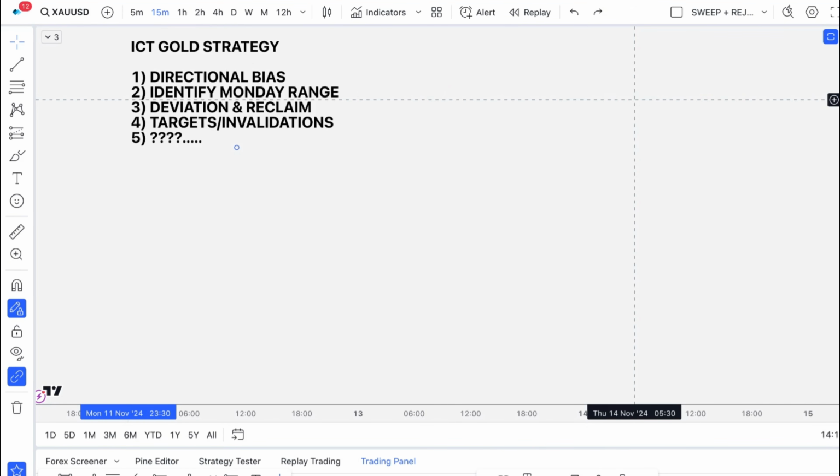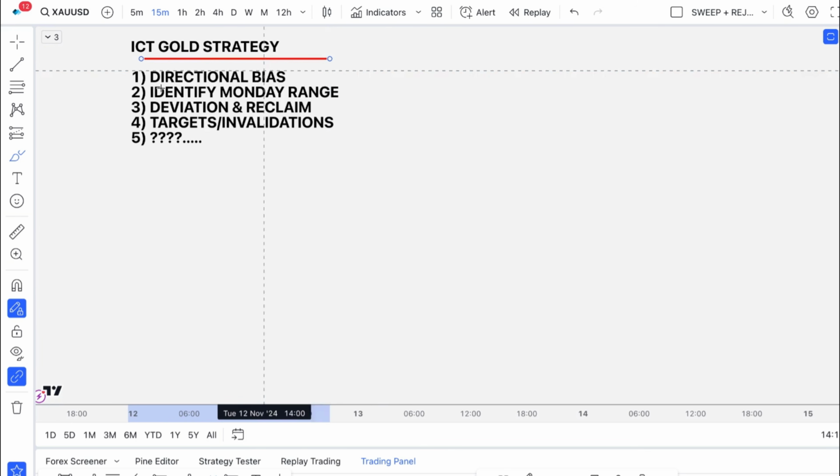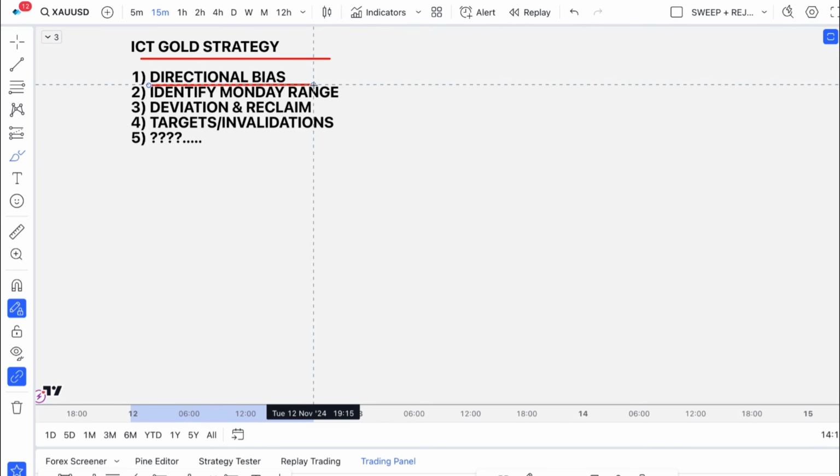This is the best ICT gold trading strategy that is guaranteed to make you money every single time within the markets. The reason is that this strategy has an extremely great edge within the market. And if you execute this strategy over the long term, you are guaranteed to make money. So let's just jump straight in.